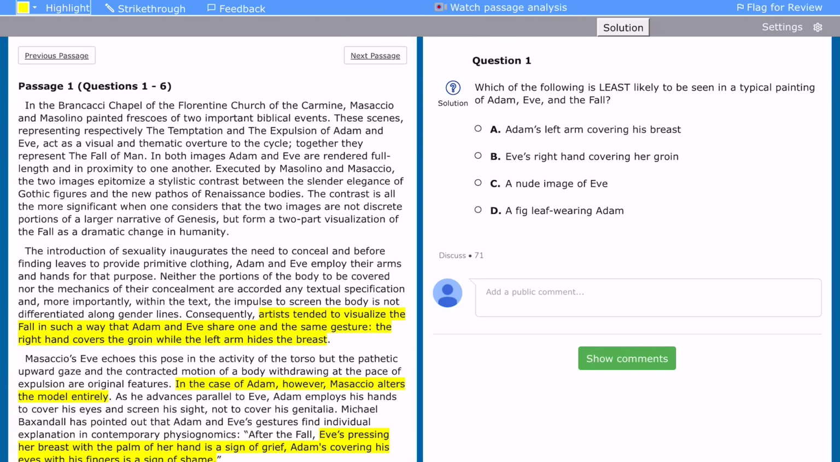Okay, so question 1 is asking us, which of the following is least likely to be seen in a typical painting of Adam, Eve, and the fall? So our answer choices are Adam's left arm covering his breast, Eve's right hand covering her groin, a nude image of Eve, and a fig leaf wearing Adam.